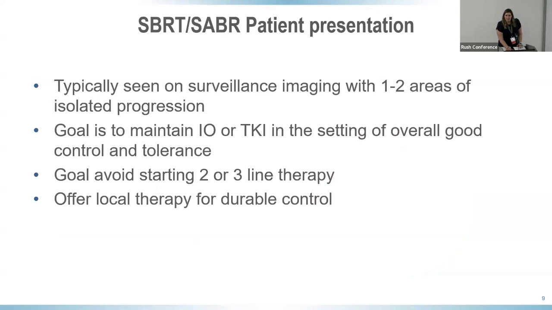So how would a patient typically present to our department? Well, we see them on surveillance imaging alongside our medical oncology colleagues. We typically see them have 1 to 2 areas of isolated progression. The goal is to maintain them on their immunotherapy and target therapies in the setting of good overall control and tolerance of that therapy. We want to avoid them having to move on to 2nd or 3rd line therapy to get as much mileage out of that drug. And we want to offer local therapy and give them good, durable control.